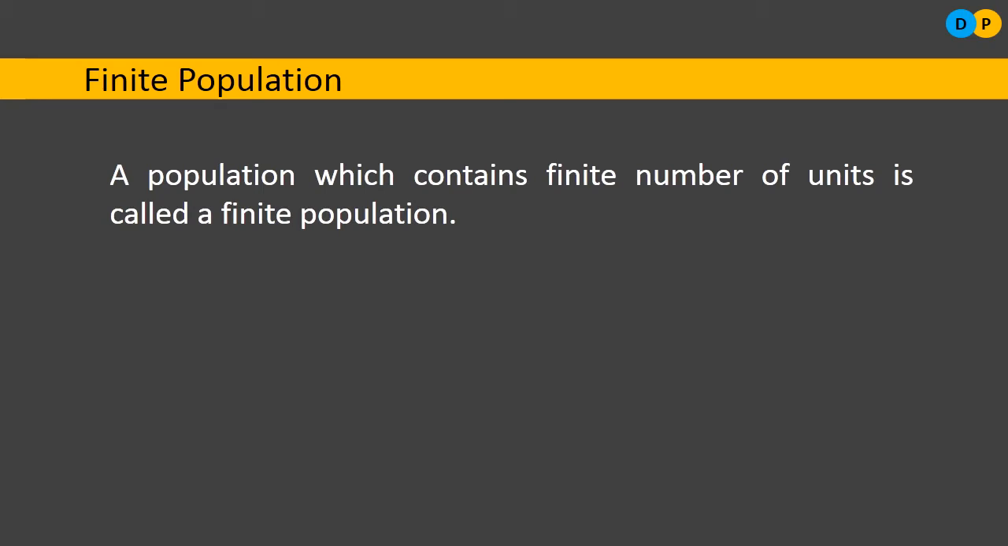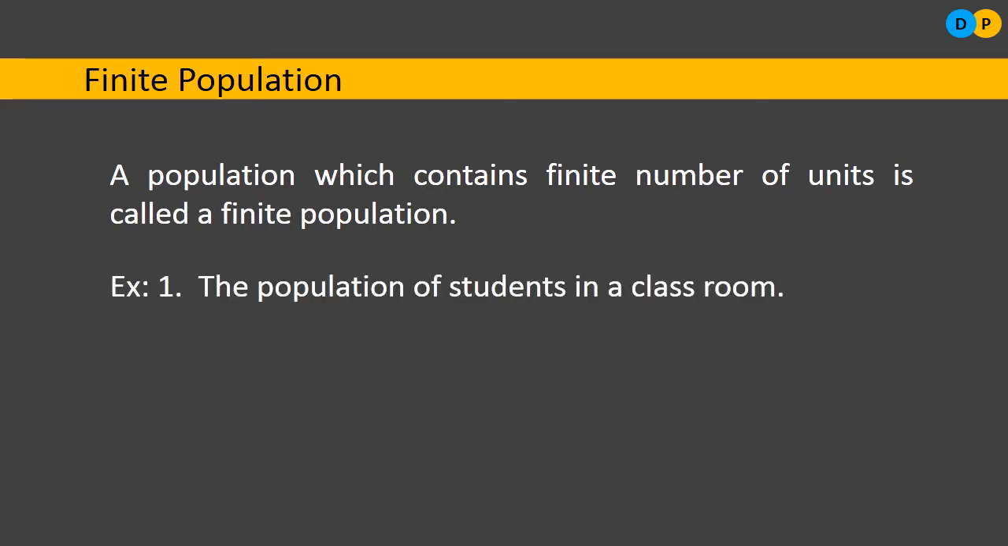So whenever a population contains a finite number of units, it is called a finite population. What is finite population? A population which contains a finite number of units. We can say what is the exact number of units available in a particular population which we have to study, then that is referred as finite population. Let me consider an example. The population of students in a classroom is always a fixed number.